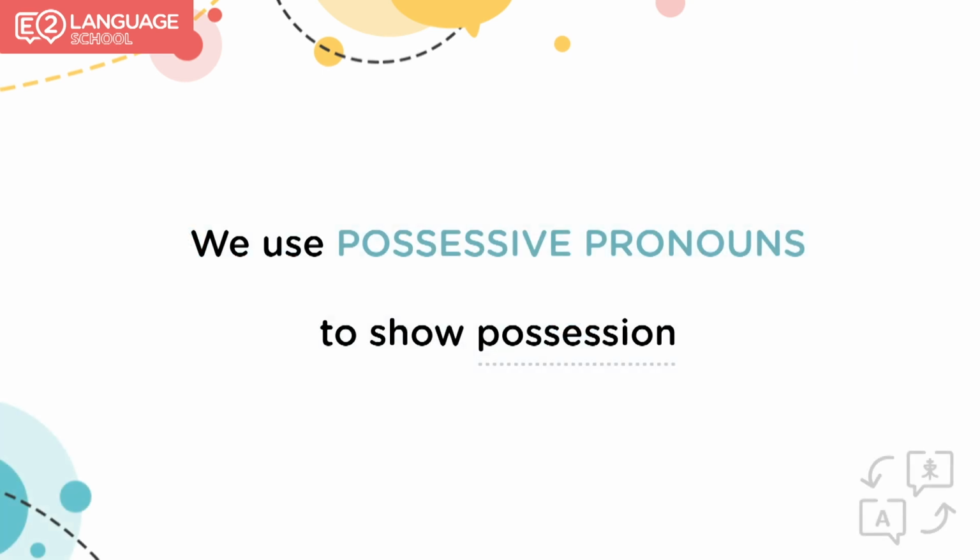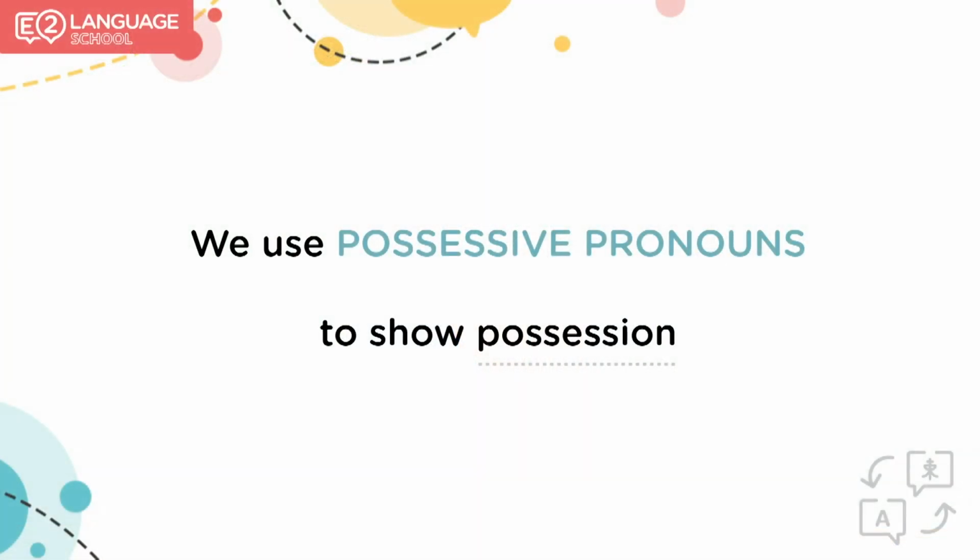Well, we use possessive pronouns to show possession. Now, possession is a vital word to understand here. It means when something belongs to you or to someone, or ownership, to own something. What I recommend that you do, if you don't know this word, look it up in your dictionary, pause this video, and check the meaning.